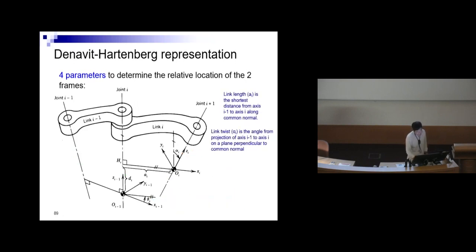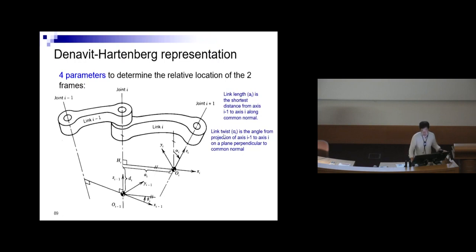Bear in mind that di and theta i are variable. You either have theta i or di because you only have one single degree of freedom. And then ai and alpha i are essentially fixed. The ai is known as the link length. It's the shortest distance from axis i minus 1 to axis i along the common normal. So this is the link length.